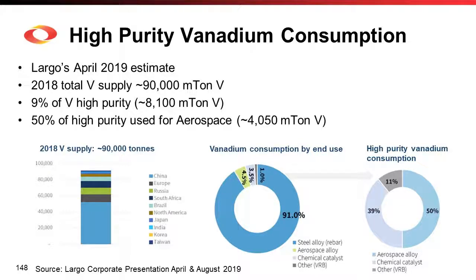High purity vanadium is also something we have to keep in mind. When you see a lot of the published indices, it's for either ferrovanadium or vanadium that's not high purity. This work by Largo, an industry supplier, in 2018 showed there was about 90,000 tons of vanadium supply. About 9% of that production was for high purity vanadium, and about half of that is used in the aerospace industry. So we're taking about 4,000 metric tons of high purity vanadium each year.